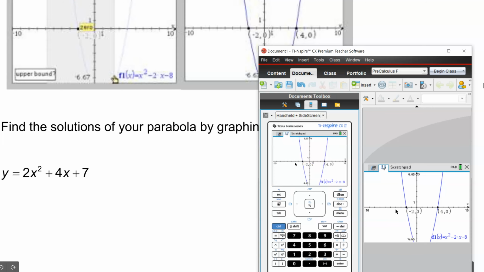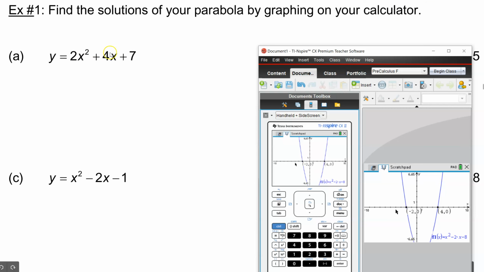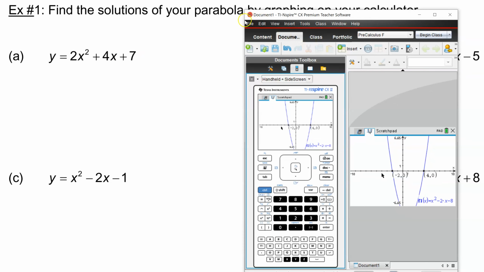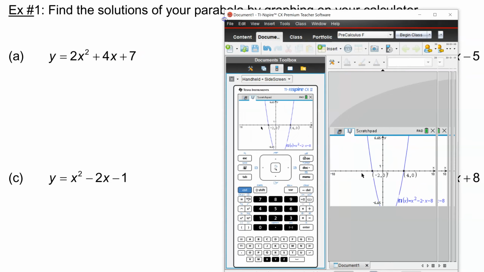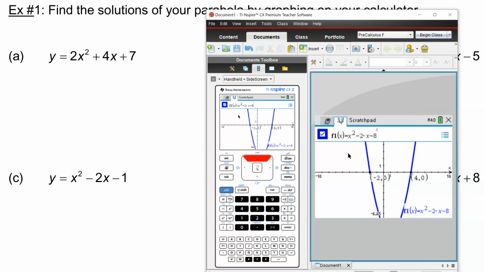Okay, so now that we've done one example, let's do this example 1 right here. Y equals 2x squared plus 4x plus 7. Find the solutions of your parabola by graphing on your calculator. Make this a little bigger. So if you need to clear it, I can click tab, scroll up, and then I can just delete all this. You also can do menu, actions, clear all. Okay, so 2x squared plus 4x plus 7.